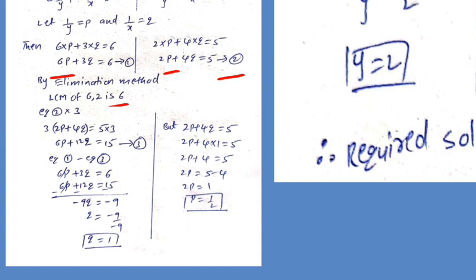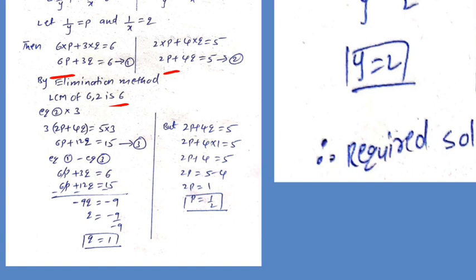So the q value is 1. Now substitute this q value in equation 1, equation 2 or equation 3, any equation. Here I substituted the q value 1 in equation 2. So 2p plus 4 into 1 equals 5. Next, 2p plus 4 equal to 5. Next, 2p equals 5 minus 4. So p equals 1 by 2. So finally we got two variable answers: p value 1 by 2 and q value 1.